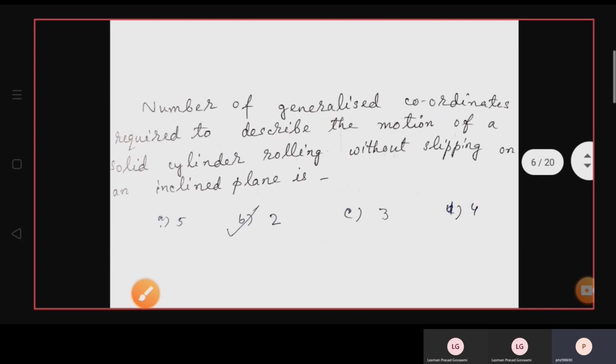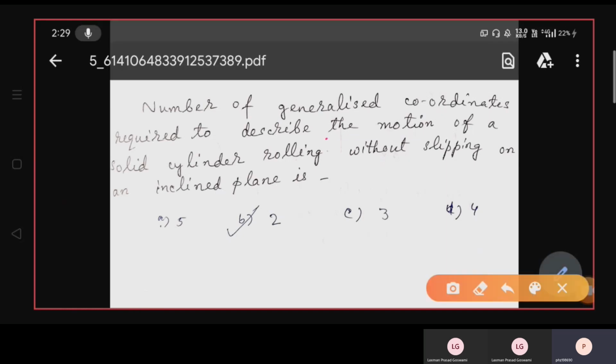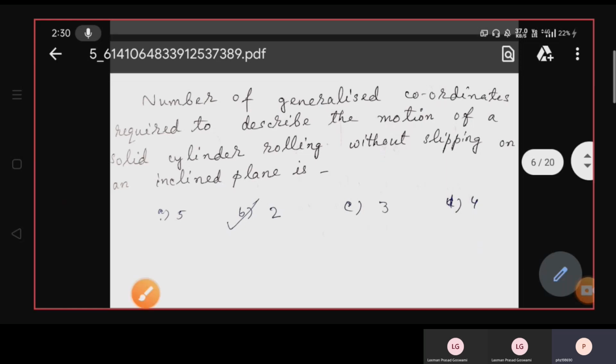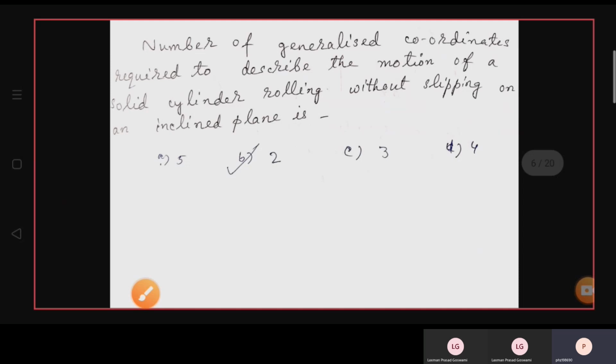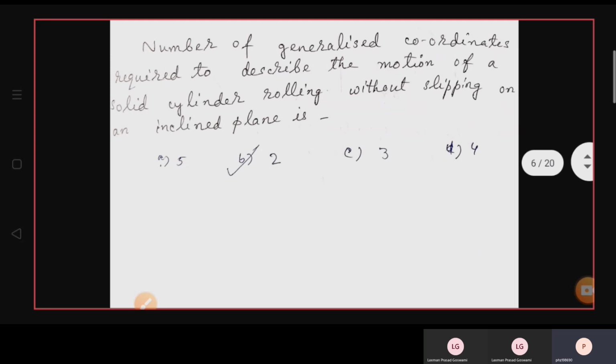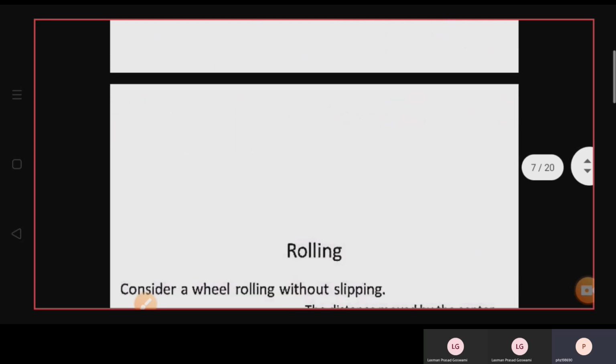Certainly, you understand from some examples the idea of degrees of freedom. Now come to the next question. The number of generalized coordinates required to describe the motion of a cylinder rolling without slipping on an inclined plane. So we should know about the physics of rolling without slipping, and then we will find out the number of generalized coordinates required to describe its motion.